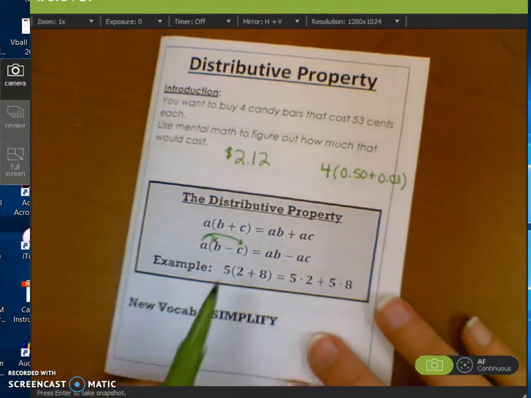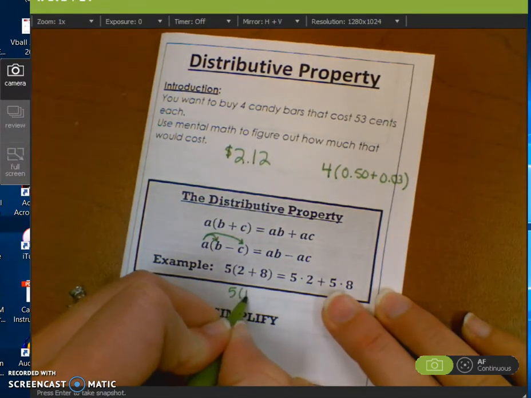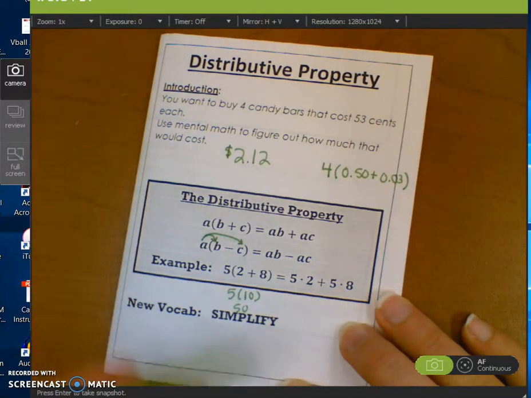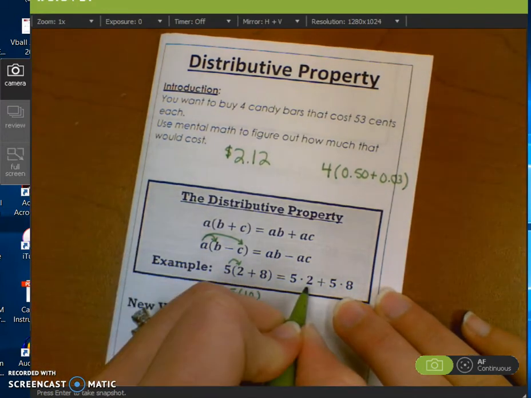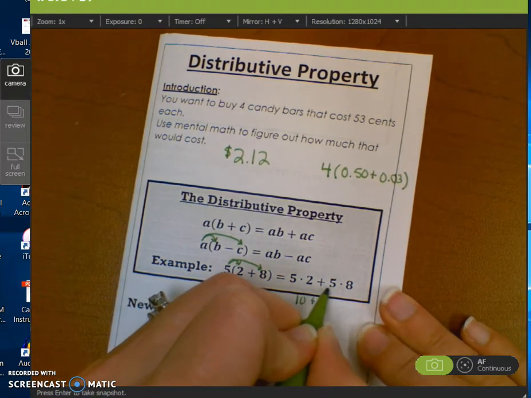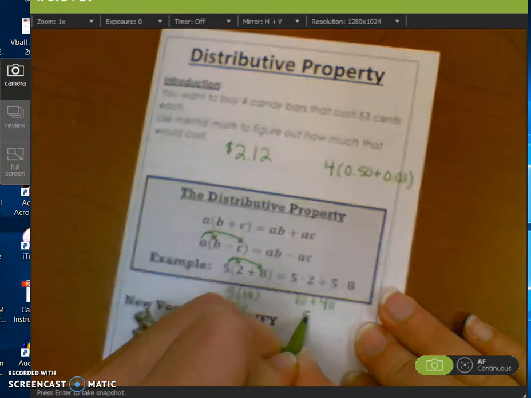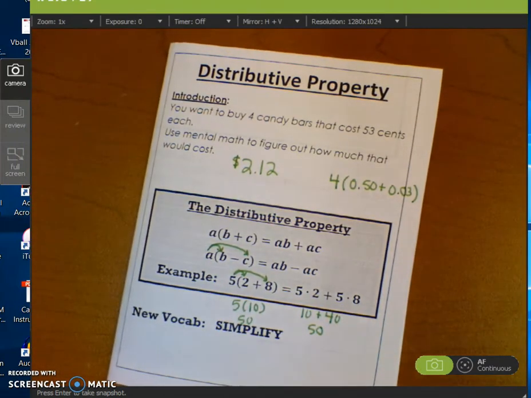So for example here we have 5 times 2 plus 8. We could do parentheses first, and we could do 5 times 10, which we know is 50. Or sometimes it's easier for mental math. We can do 5 times 2, which you see here, plus 5 times 8. And 5 times 2 is 10, and 5 times 8 is 40. And when I add those two things, I get 50. So they both give us the same answer. We're just talking about what's easiest. And sometimes using the distributive property makes math much easier to do mentally.